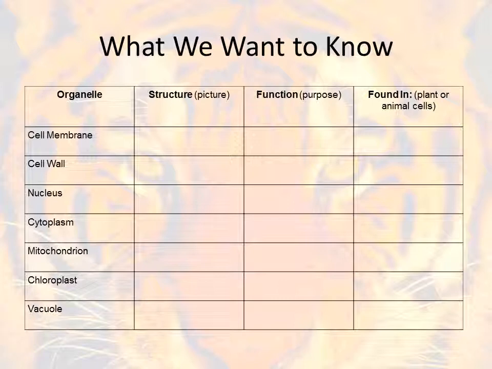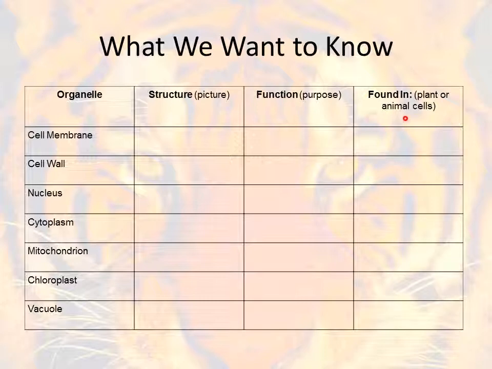Now there are more than this, but these are the major ones that in the state of Texas you just have to know. So what do we have to know about these? Well, we need to know the structure. So we need to know kind of what does it look like? Could we identify it if we saw it in a picture? What is the function? What's the job? Why is this organelle in the cell? What does it do? What's its purpose?